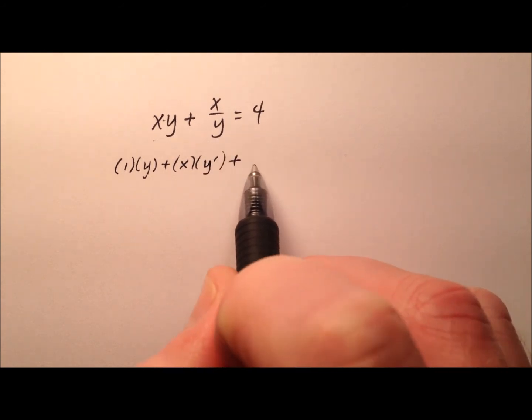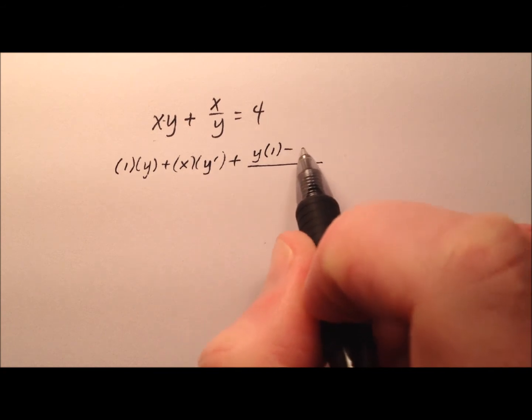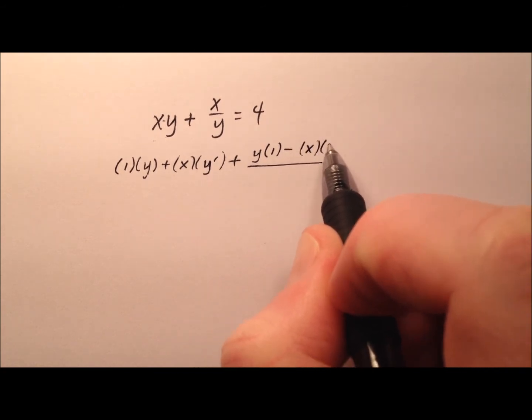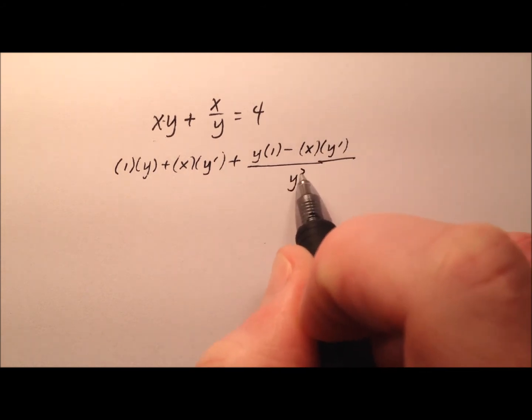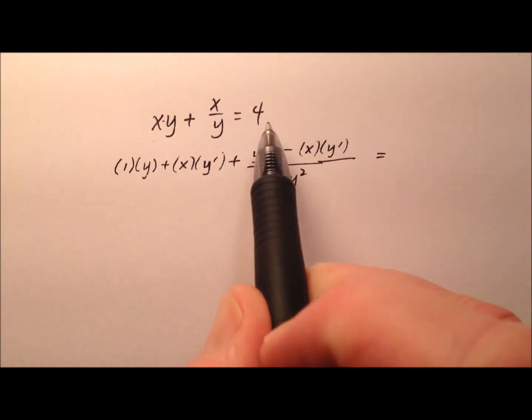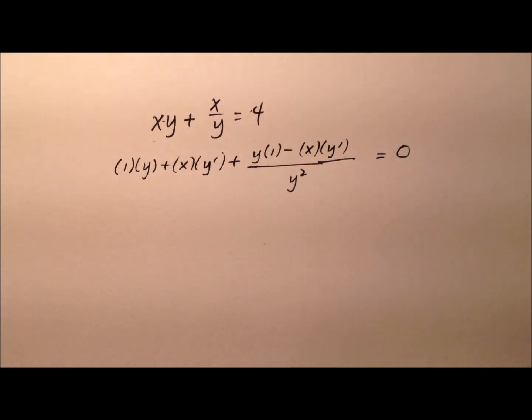So when we do this, we'll end up with a fraction. So low times the derivative of the high minus high times the derivative of the low, and again, the derivative of y is y prime, all over y squared. And that's set equal to the derivative of a constant, which is 0. Okay, so we really need to clean this up a little bit.